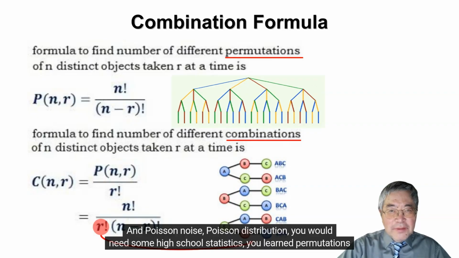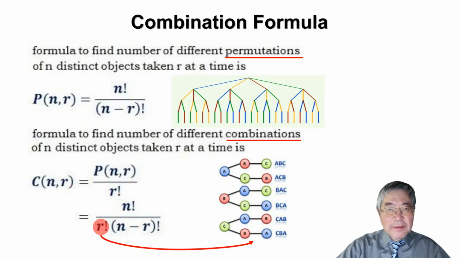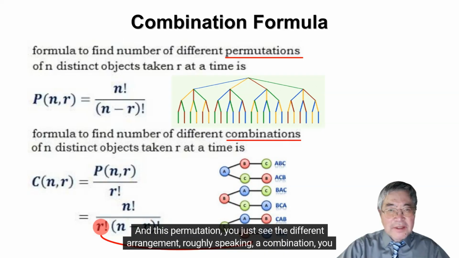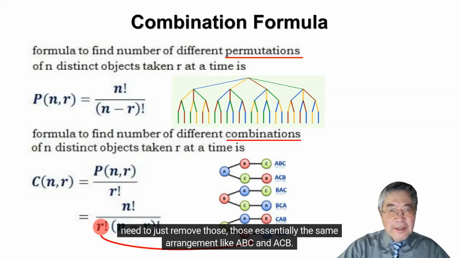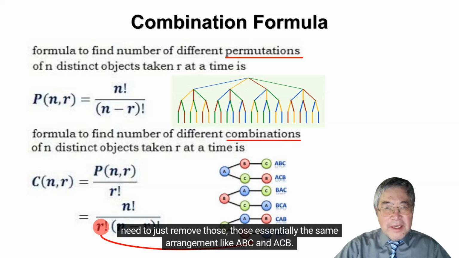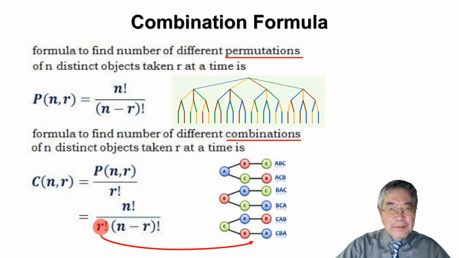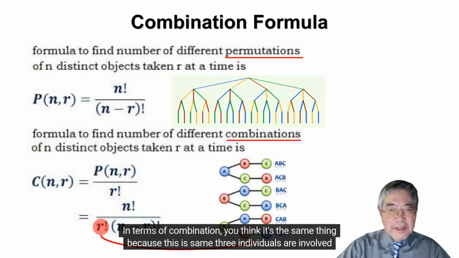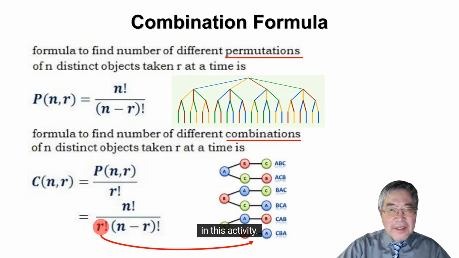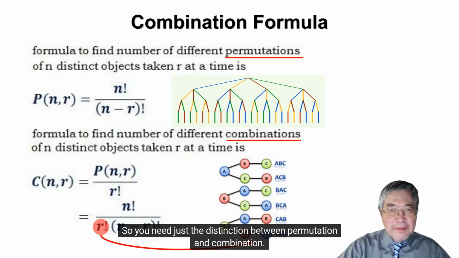For the Poisson distribution, you would need some high school statistics, where you learn permutations and combinations. A permutation is, roughly speaking, a different arrangement. For a combination, you need to remove those essentially the same arrangements, like ABC and ACB. In terms of combination, you consider it the same thing because the same three individuals are involved in this activity. So you need the distinction between permutation and combination. You can review this slide and recall what you learned.